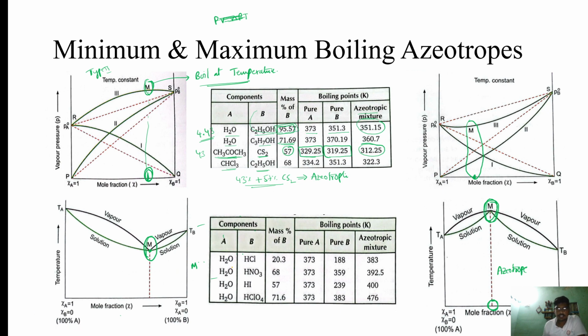See here, component A is H2O in all cases, and component B is HCl, HNO3, HI, HClO4, and the percentage of mass is given here. You can see the boiling point of pure water is 100 degrees centigrade, which is 373 Kelvin, and pure B is 188 Kelvin. And you can see the azeotrope mixture at that particular composition is 383 Kelvin, which is maximum compared to pure A and pure B. These are the two types of azeotropes. One is minimum boiling azeotrope, another one is maximum boiling azeotrope. Hope you understood this concept.